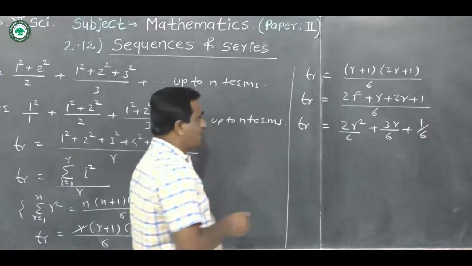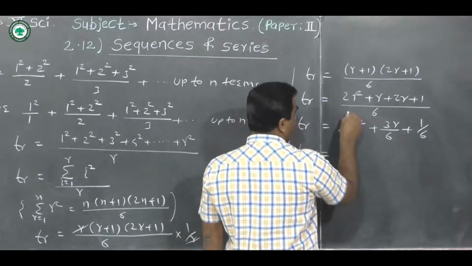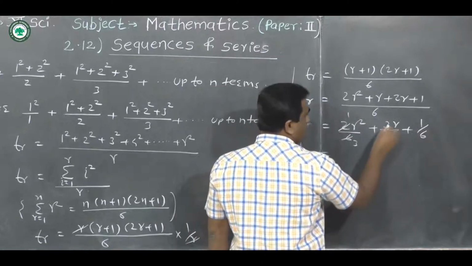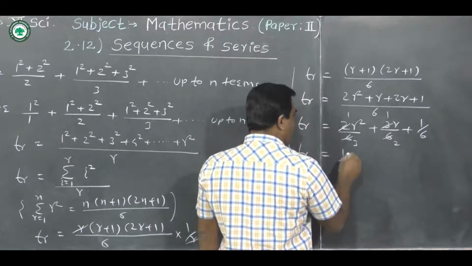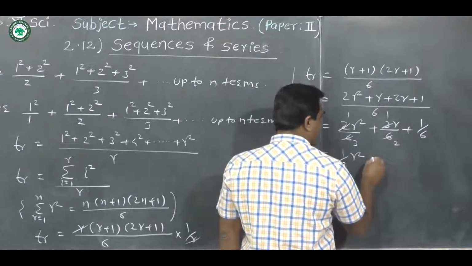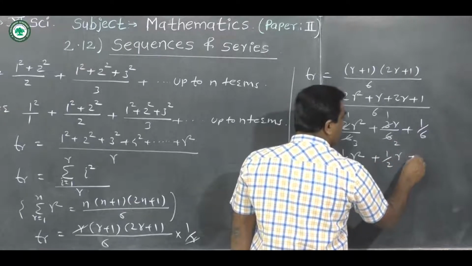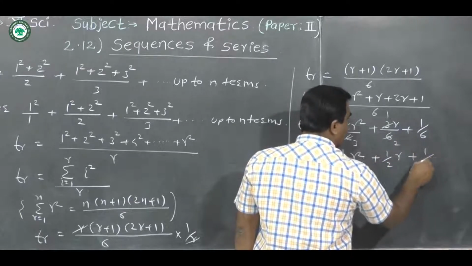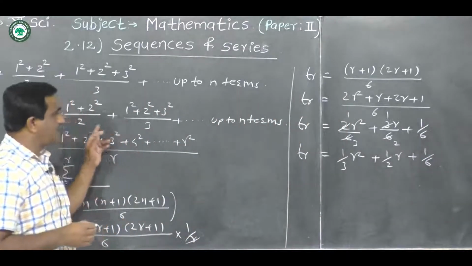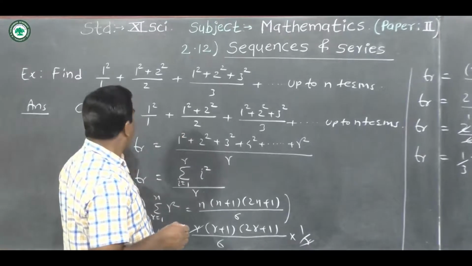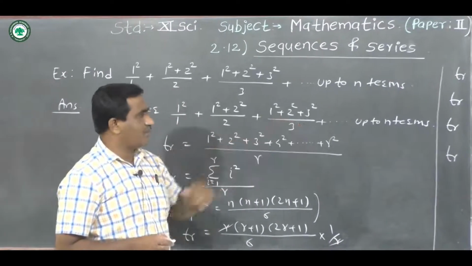Okay, that is, we can write here T_r equal to 2 1s are 2, 2 3s are 6, 3 1s are 3, 3 2s are 6. That is 1 by 3 r square plus 1 by 2 into r plus 1 by 6. Now this is the rth term of this series. Okay, now we have to find the sum of all these terms.